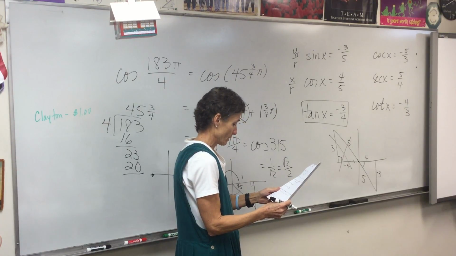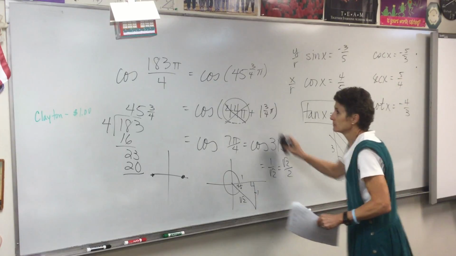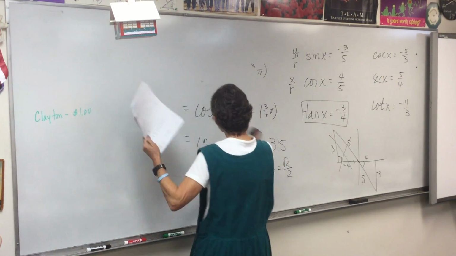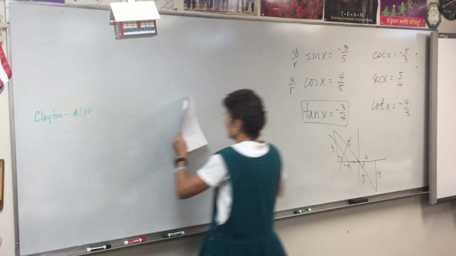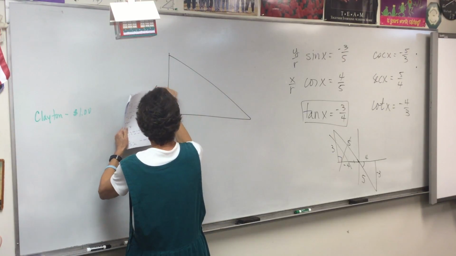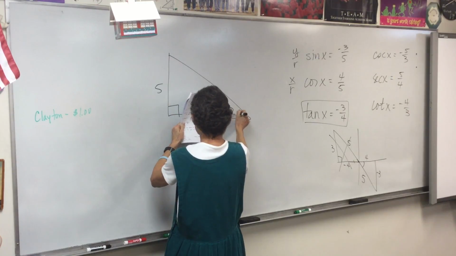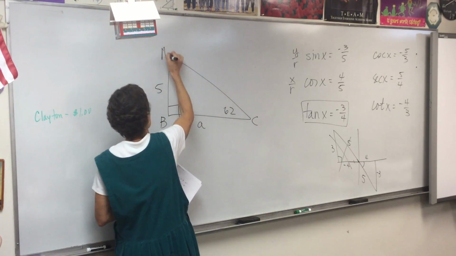All right, one more. Figure out what we're gonna do next. How about I just sit down and shut up, Mrs. Ford? Maybe, let's see. Draw your triangle. It's a right triangle. We are given that's 5, that's A, this is 62. Let's see, all right, we might as well talk about this right now.